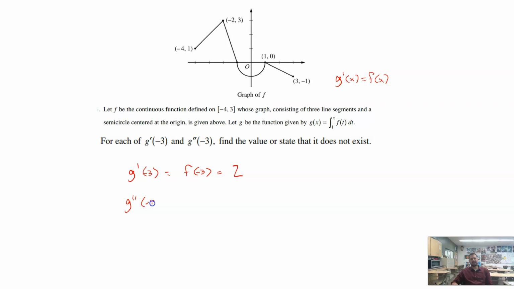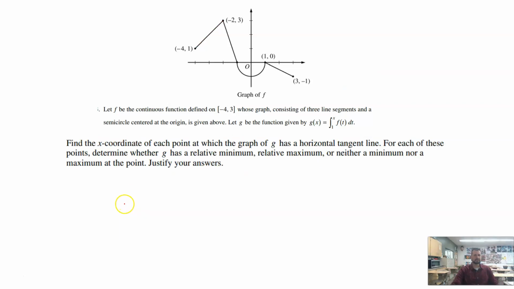For the second derivative, that's like asking, what is the derivative of f at -3? Well, that's asking us what is the slope of the line as it passes through -3. So it wants the slope of this line right here. So I'm just going to go 3 minus 1 over -2 minus -4. If you want to simplify that down, you can. When you do that, you actually get 1. You don't have to simplify, though. That is the answer for letter B.